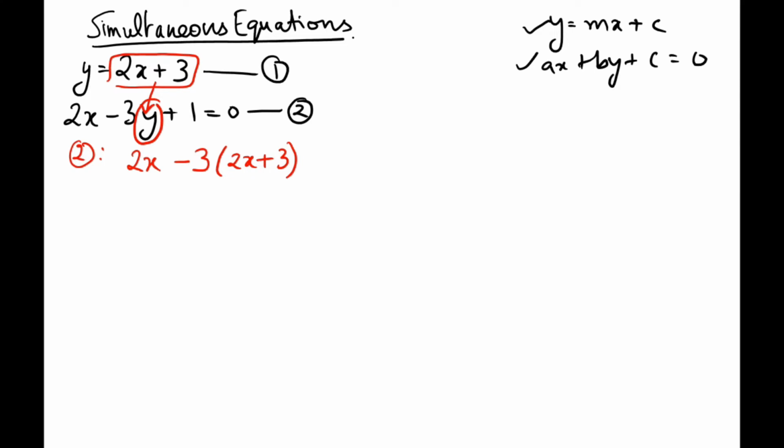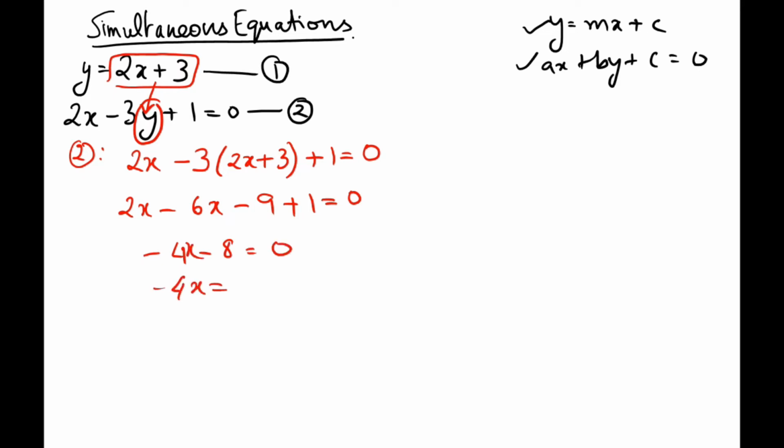So y becomes 2x plus 3 and the remaining part is the same. So the equation number 2 becomes 2x minus 3 times (2x plus 3) plus 1. So solving this as usual, this is very simple, opening the brackets and simplifying, collecting all the like terms together and solving for x. We get x is equal to minus 2.